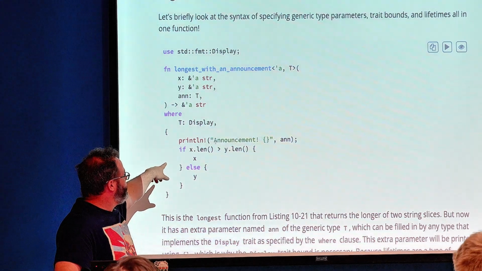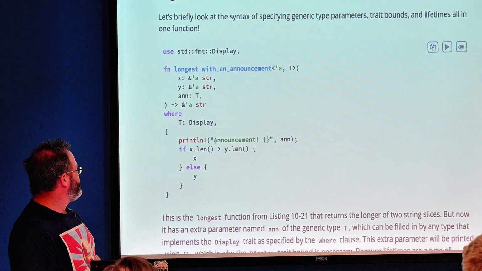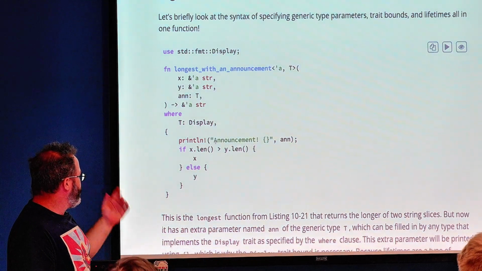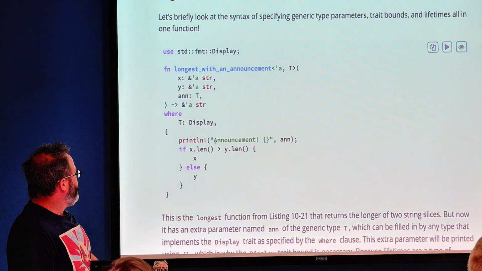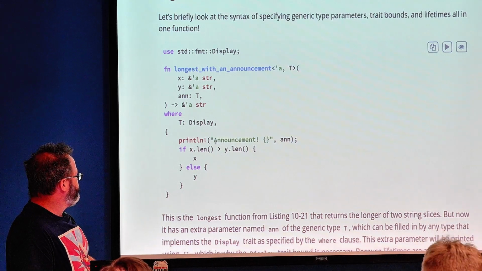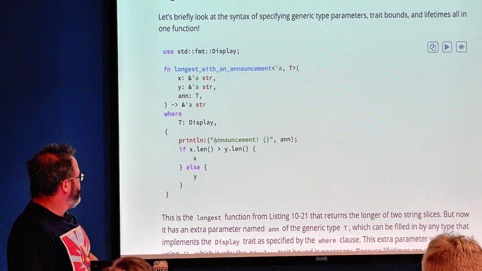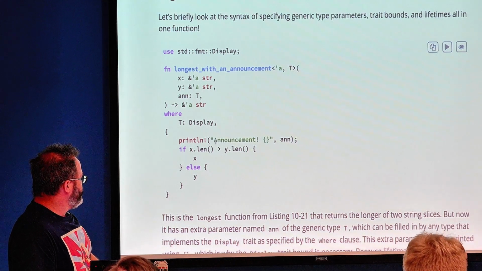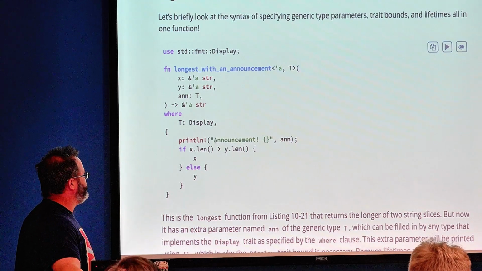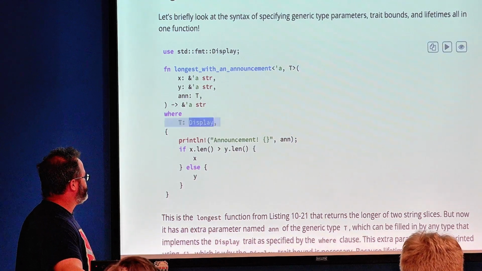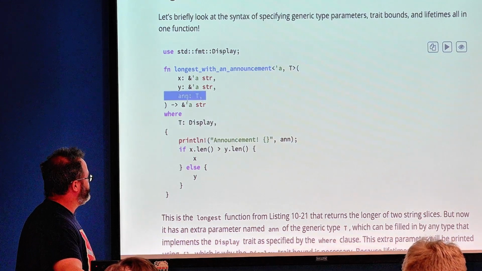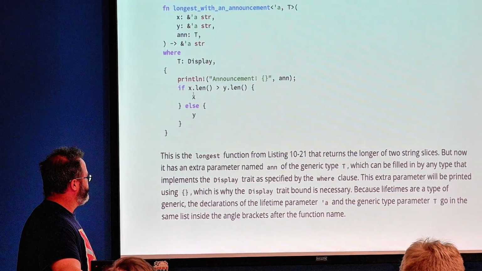So, longest with an announcement. Now I have this x, y, and ann, which is short for announcement. x is a string reference, y is a string reference. They're both typed to the lifetime 'a, and it returns T. I'm showing you the type signatures and what it requires. I know that T has to implement Display, and I'm telling you that this third variable must implement Display.